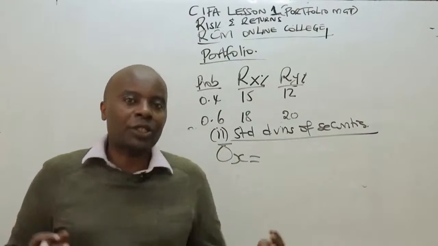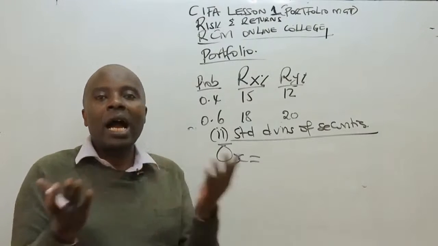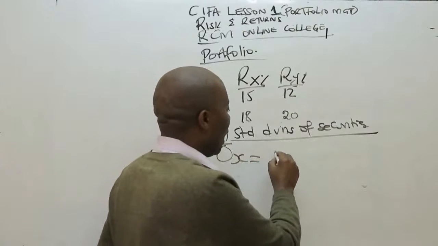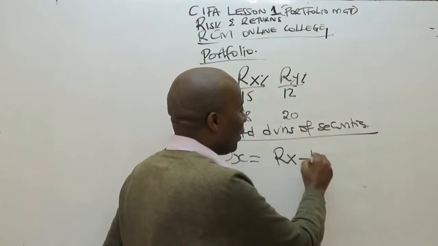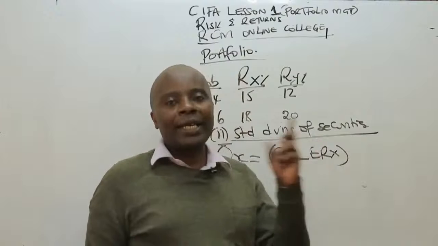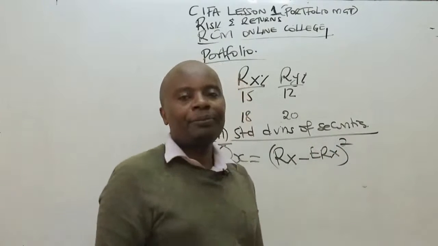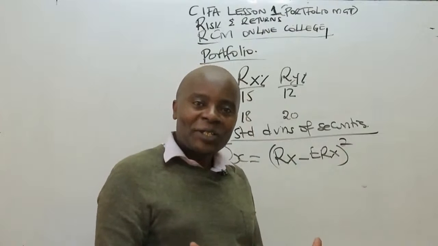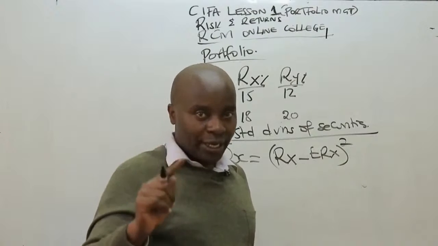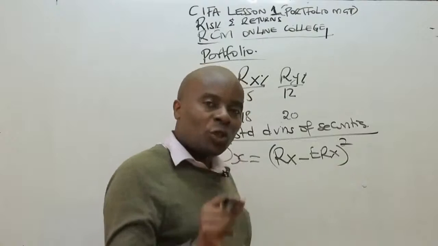Deviation means subtraction. We are subtracting 2 returns, actual returns vis-a-vis our average returns. So our standard deviation of X will be equal to actual returns of X minus expected returns of X, so Rx minus ERX. With this, now what I need to do is to come and square them. Because remember, by definition, standard deviation has got a square, because it's root mean square. So the deviations must be squared.